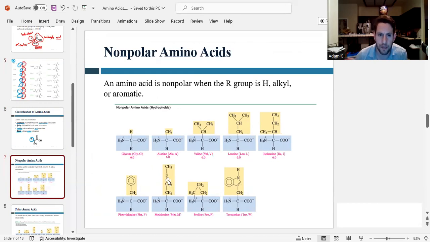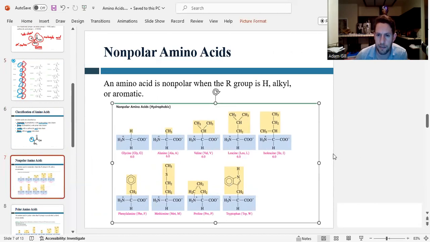There's 9 of them. They are glycine, alanine, valine, leucine, isoleucine, phenylalanine, methionine, proline, and tryptophan. Now, all of these amino acids have both a 3-letter and a 1-letter abbreviation. And so shown here in parentheses are those abbreviations. So glycine is abbreviated GLY or just G. Alanine is abbreviated ALA or A. Valine is VAL or V.